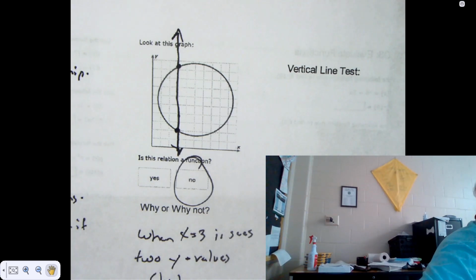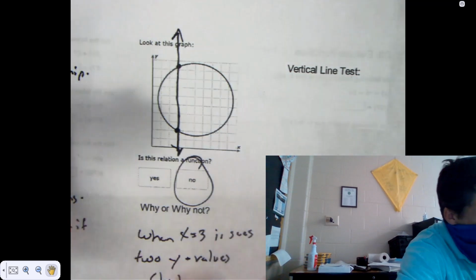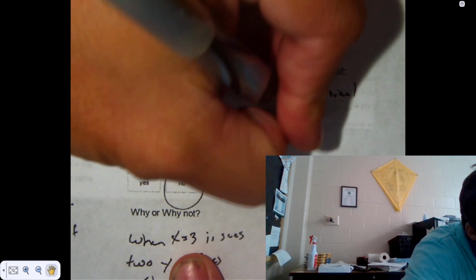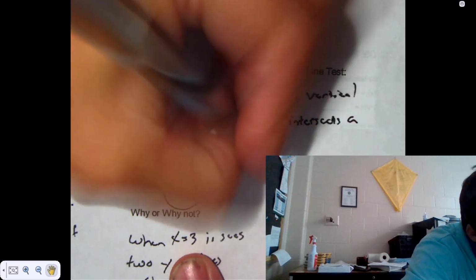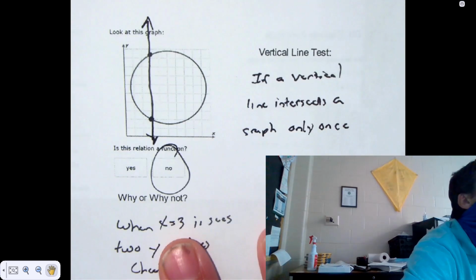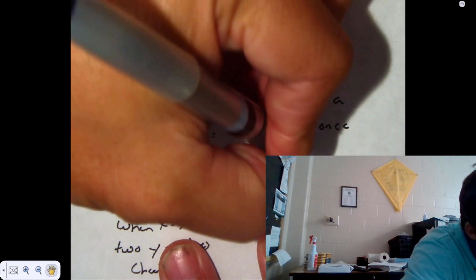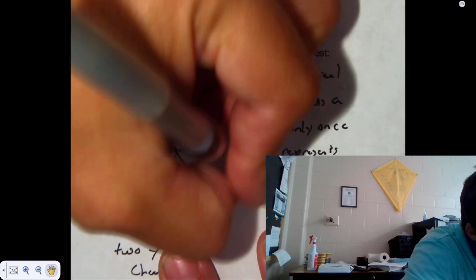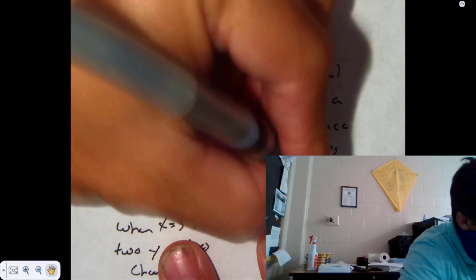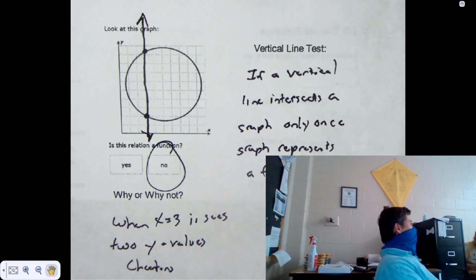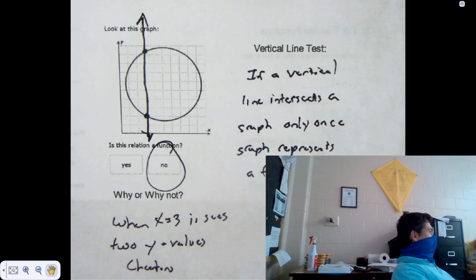So they were mentioning the vertical line test. Vertical line test is a pretty simple test. If a vertical line intersects a graph only once, the graph represents a function. You can rewrite that however you want. The big deal is the vertical line has to hit it one time. Can't hit it twice, just once.